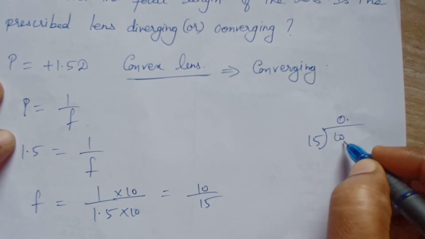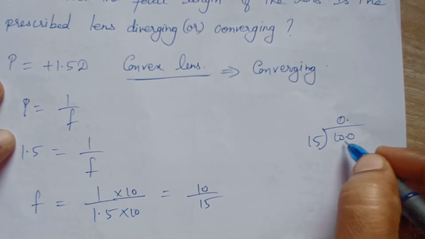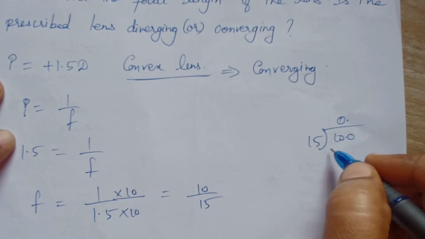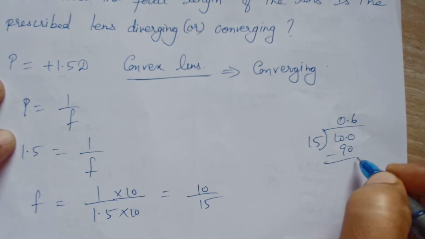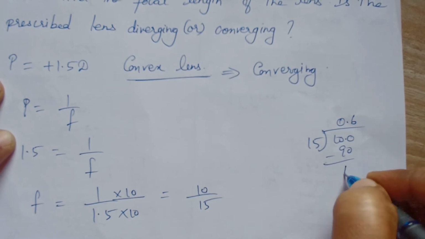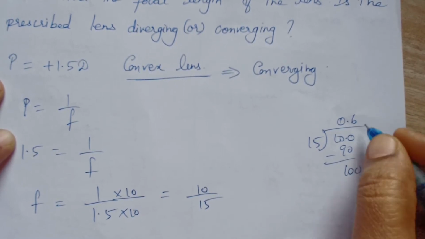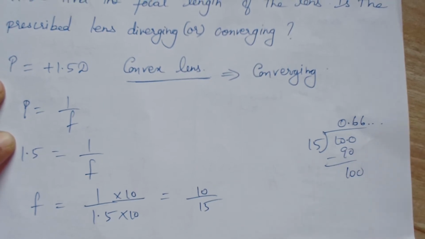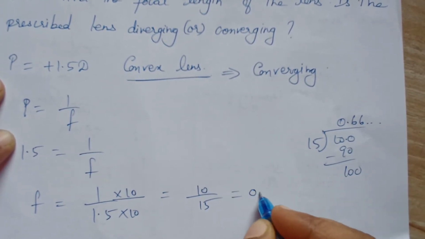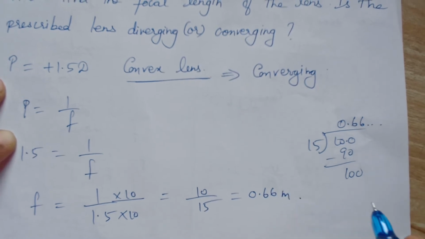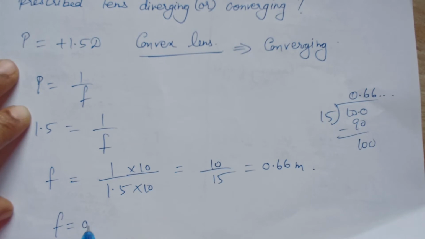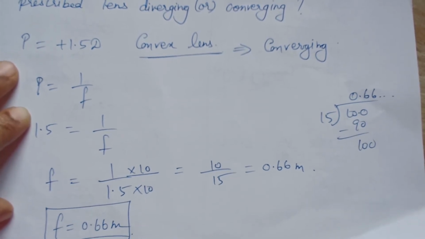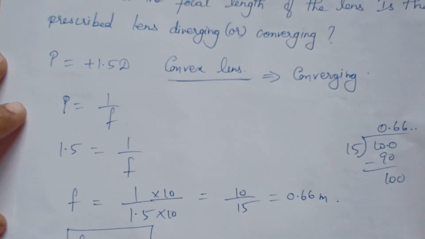10 divided by 15: 0, then 100, 6 times 90, again you get 10. Again it goes like this, 0.666, 0.66 meter. Okay, so your focal length of the lens will be f is equal to 0.66 meter. Okay, next one.